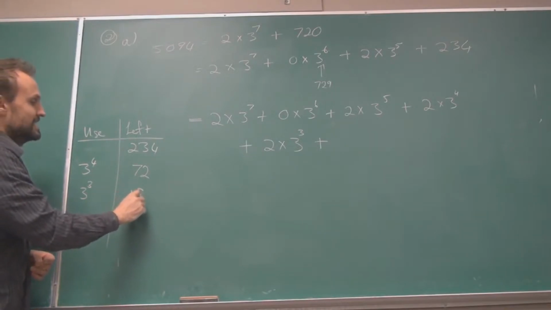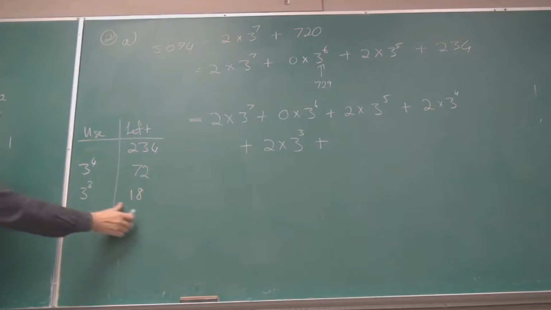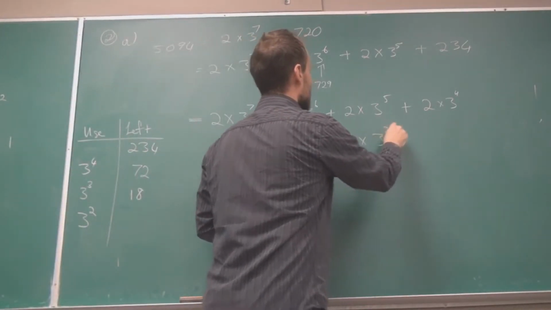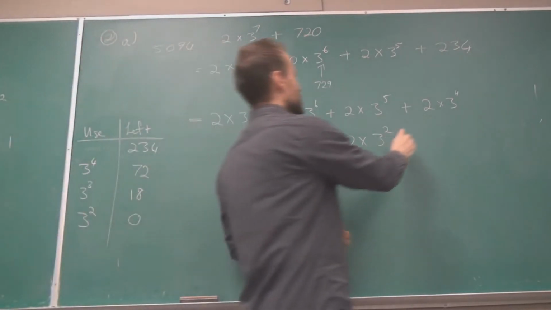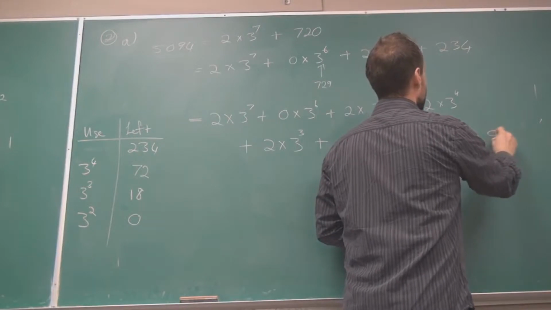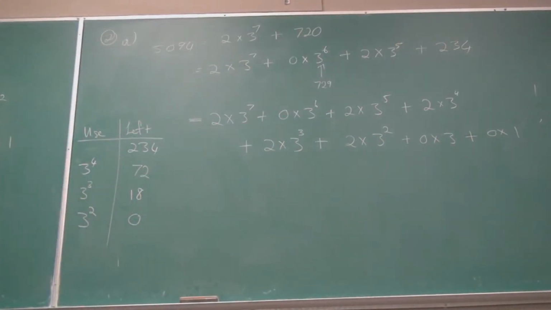18. Triple verify what's happening here. Then I fit in 3 squared, which is 9. 2 9s. I have nothing left. So that means no 3s and no 1s. Quite the process. A lot of opportunity for mistakes.